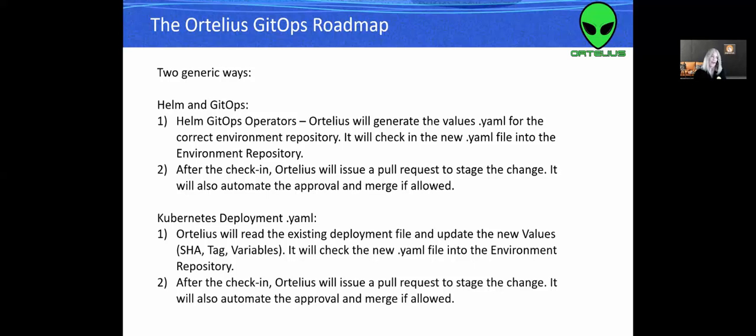Now, the second way is a Kubernetes deployment YAML file. It's very similar. Ortelius would read the existing deployment file and update the new values based on the environment it's going to and where it needs to be checked into. After the check-in, Ortelius would issue the pull request to stage the change, and then it would automate the approval if it's allowed. Automating the approvals is something you'd have to make a decision to do. You could certainly make a human do that.